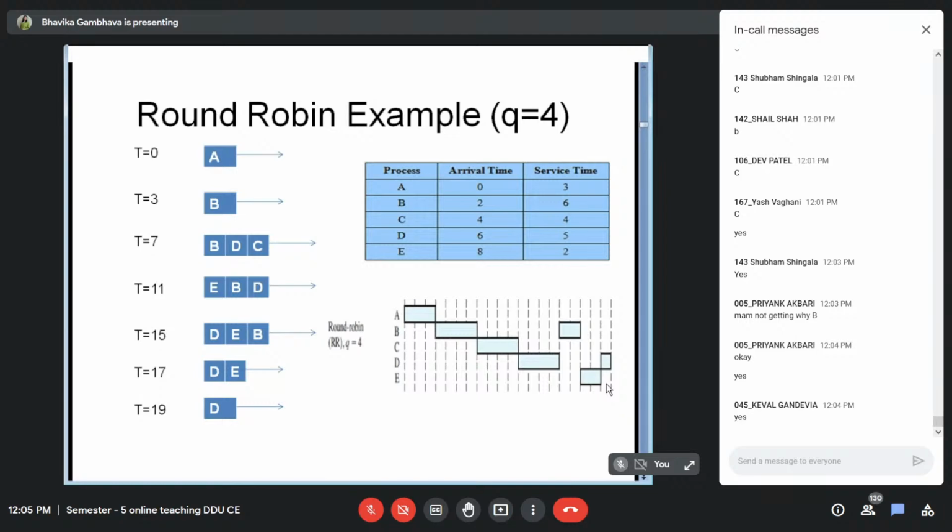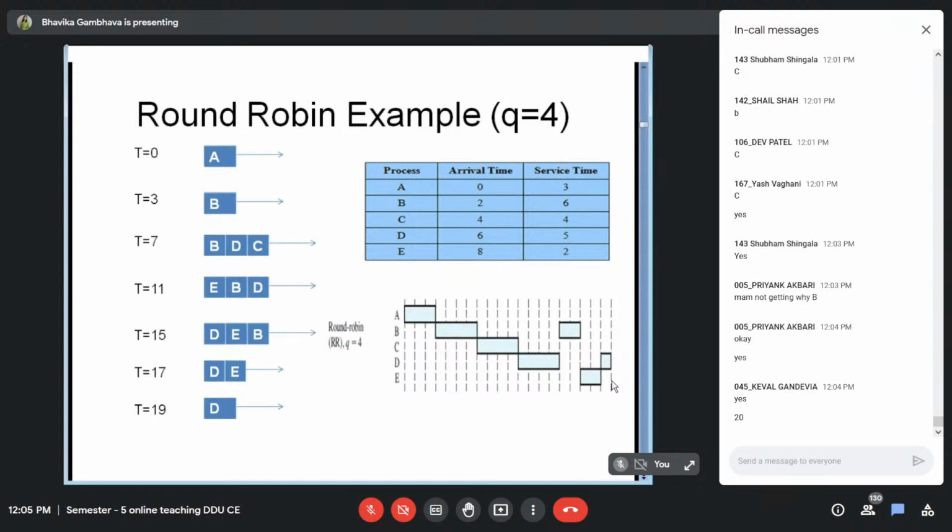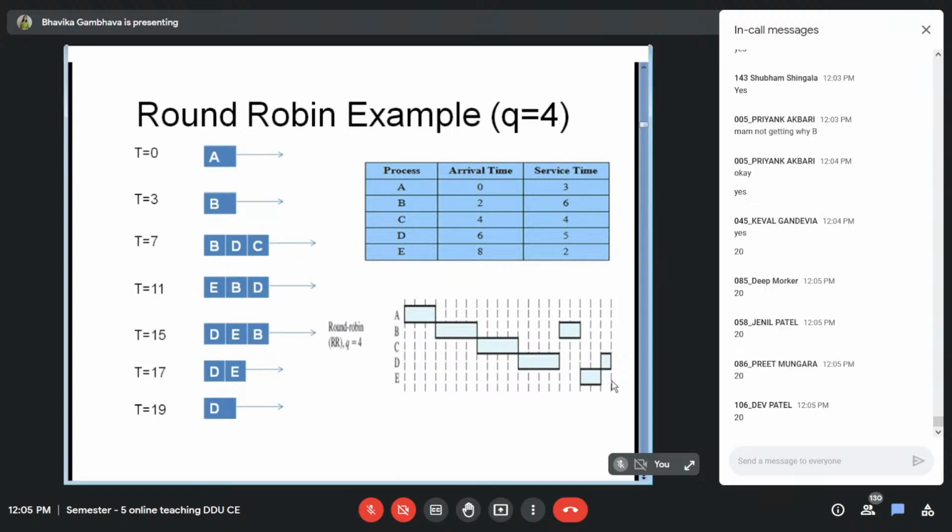Okay, can I ask one question and then stop? At what time all the processes would have completed the execution? 20. Yes, yes, it will be 20. Fine. Now please continue working and whenever you are done, let me know.